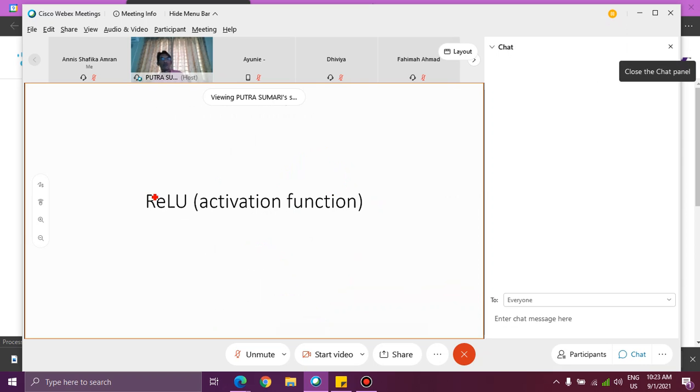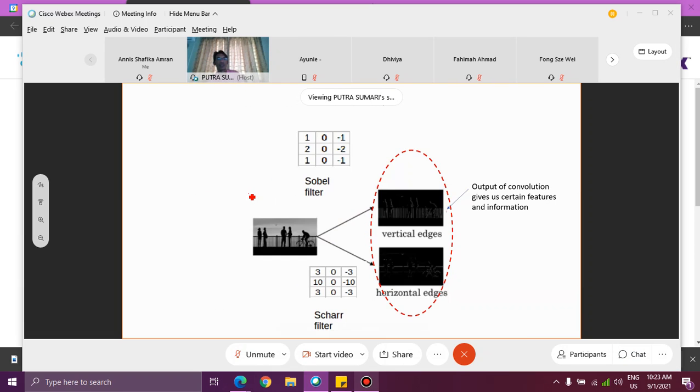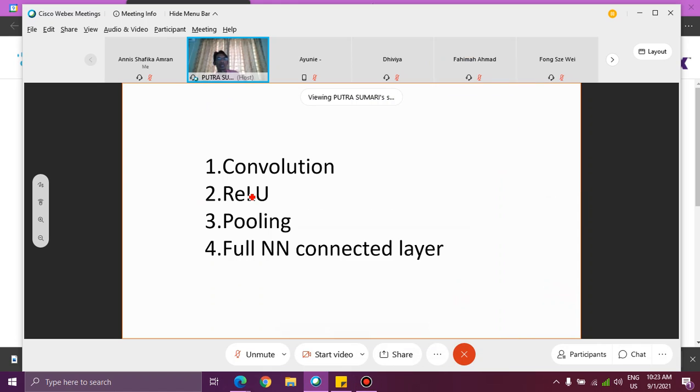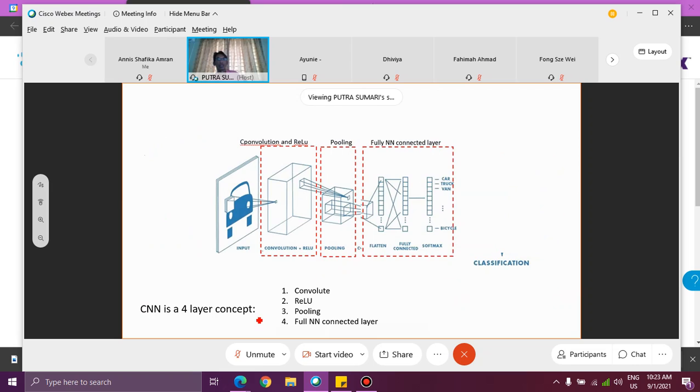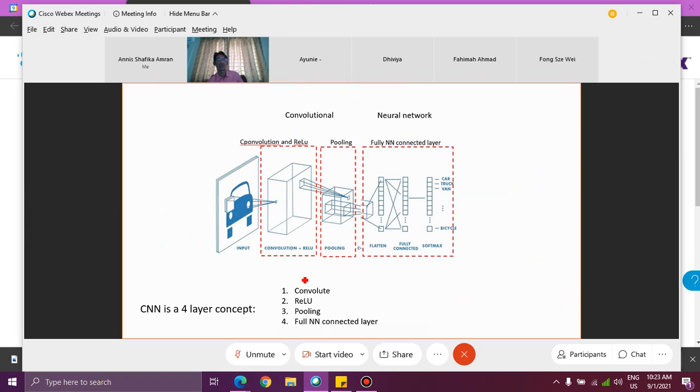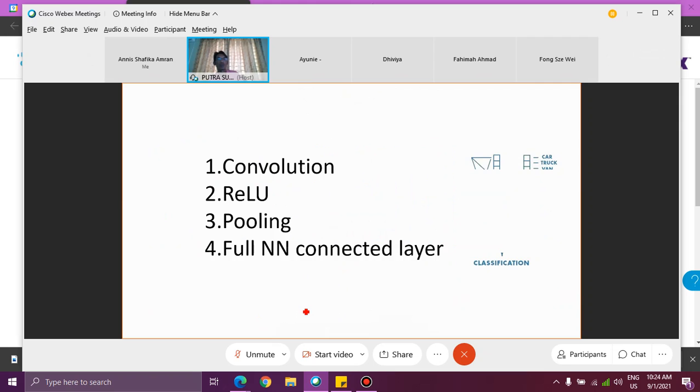Okay, ReLU. So we move to the next one. Remember this one? Convolutional, ReLU, and pooling. Got three. Convolutional, ReLU, and pooling. Okay.